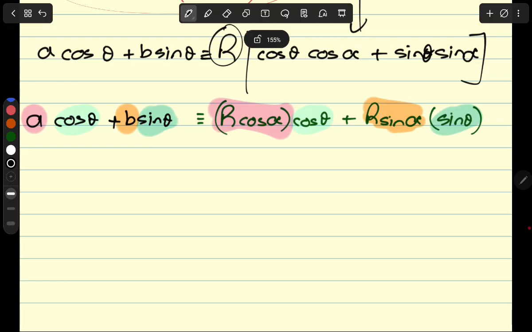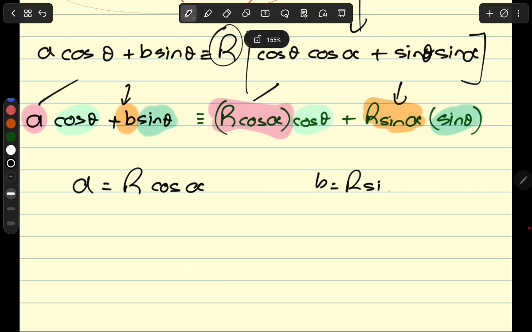So the only difference between these two sides is the coefficients of cos theta and sin theta, right? Now if two expressions are identical for every value of theta, what must happen? The coefficients must match. Therefore we will say that a is equal to r cos alpha and b is equal to r sin alpha, right?